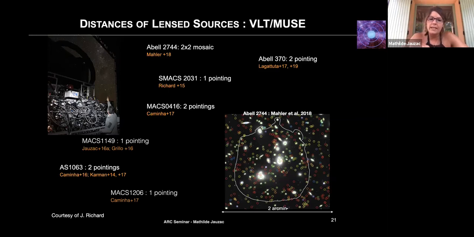And so here are examples of clusters that have been observed with MUSE. But basically, if you want to get an idea of what you're getting, in the bottom right you have a MUSE image of Abell 2744, the same cluster I showed you before, taken by HSC. And all the circles here are spectroscopic redshift measurements. So basically, because it's an IFU, you're getting a spectroscopic redshift for each object in your field.